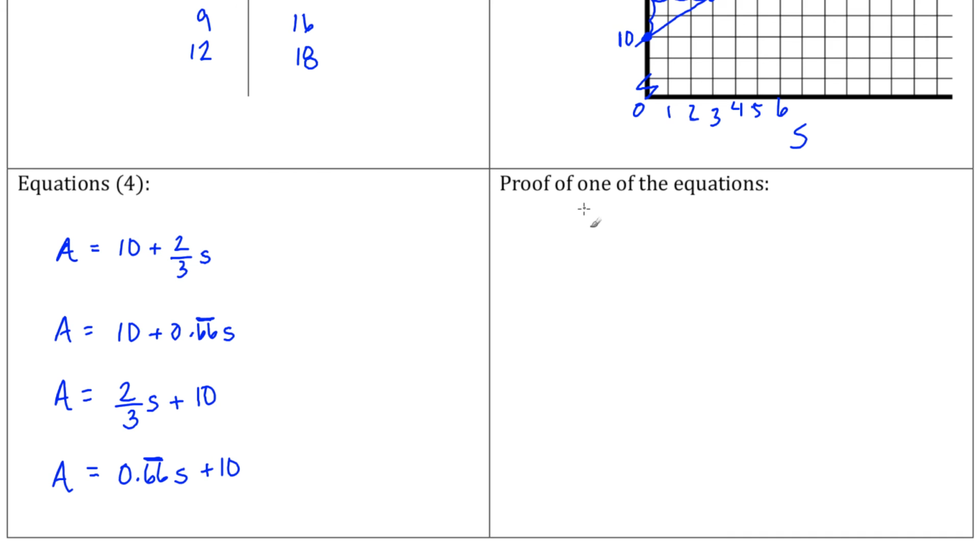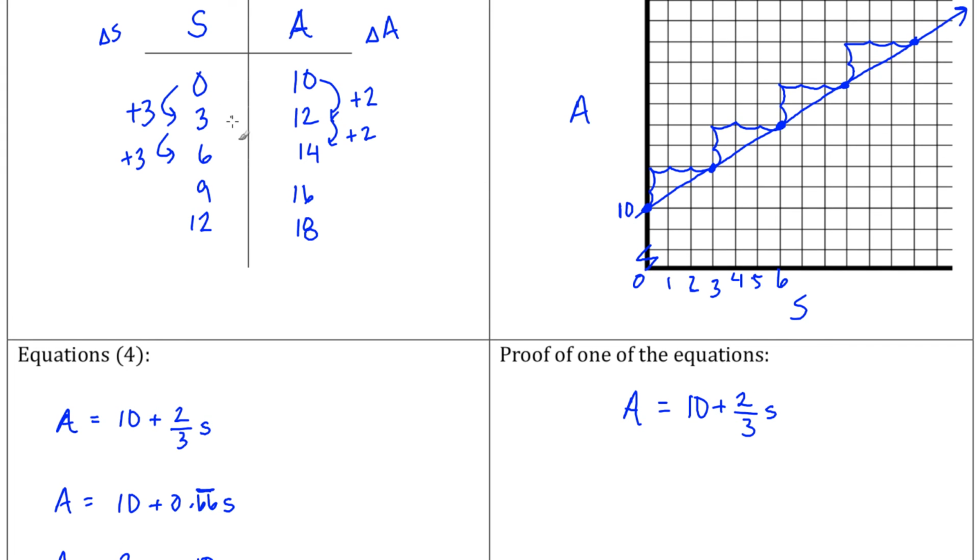And lastly, let's prove one of these equations. I'm going to use this first one. So the altitude should be equal to 10 feet plus 2/3 of a foot for every second. Okay, there we go. In this situation, you can choose any of these. For our purposes, let's stay away from 0 and 10, just because 0 acts iffy. It'll work, but let's just stay away from the 0 right here. So 3, 12, 6, 14, 9, 16, 12, 18.